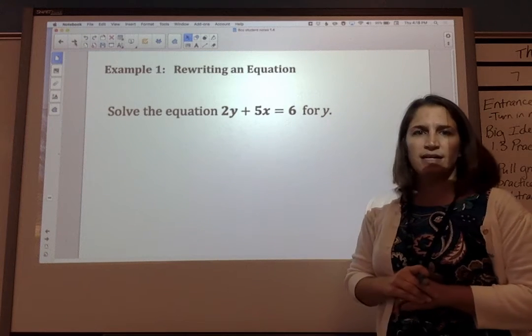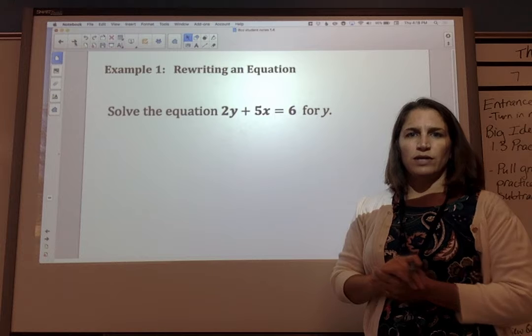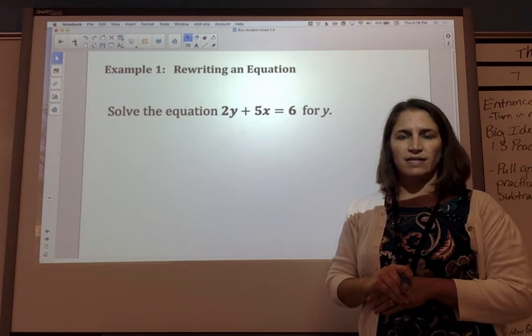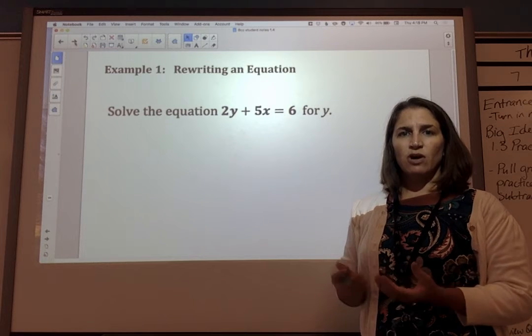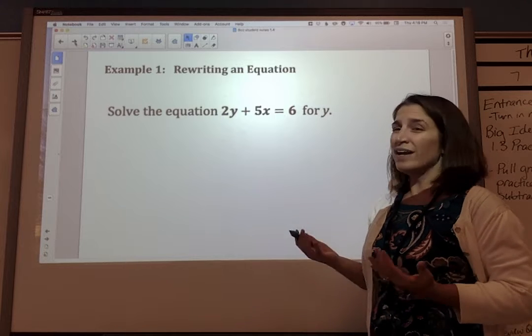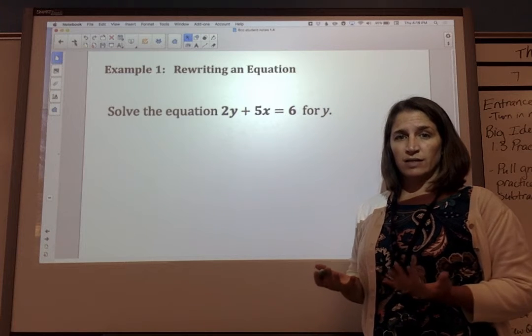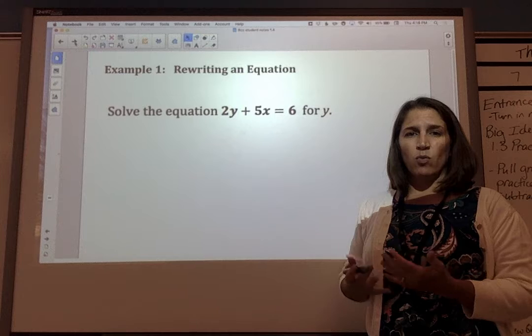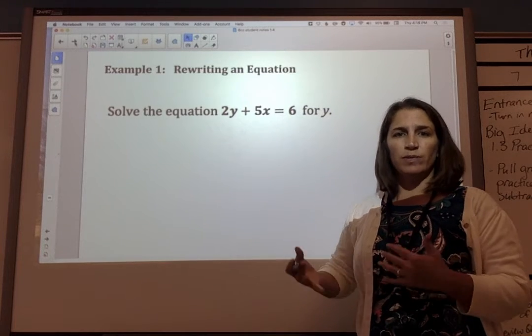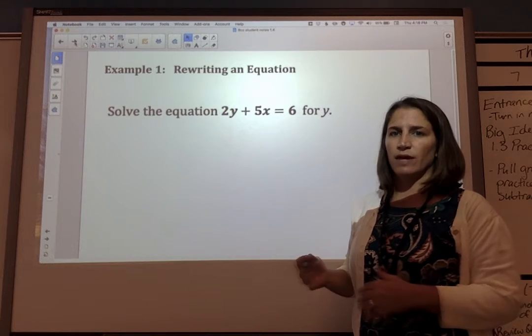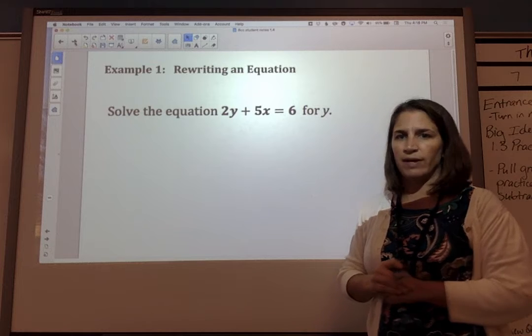Let's go ahead and look at an example here. So here we have the equation 2y plus 5x equals 6, and we're going to solve this for y. So we're not going to know what x or y is equal to, but we're going to have y equals something, and there will be x in that something. Okay, so we're going to get the y isolated all the way by itself.